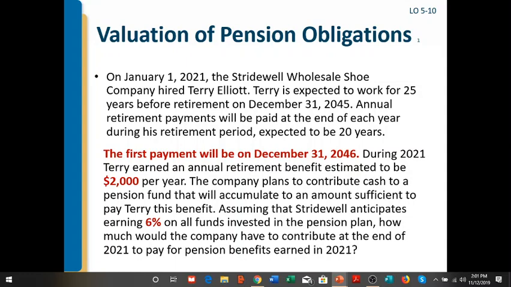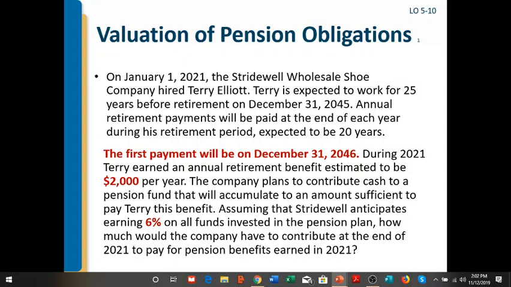So Stridewell hires this person, Terry. Terry's expected to work for 25 years before retirement on December 31, 2045. So the date of hire is January 1, 2021. Annual retirement payments will be paid at the end of each year during his retirement period, expected to be 20 years. First payment will be on December 31, 2046.